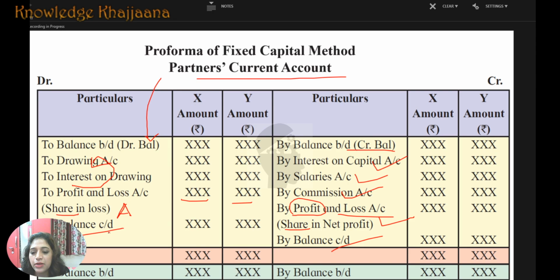If this is the balancing figure, then next year this should be the balance brought down. Generally, everybody's motive for starting a business is to get a profit. So if there is a profit, then there will be a balance carried down to the debit balance, and the balance will come here for the next year.